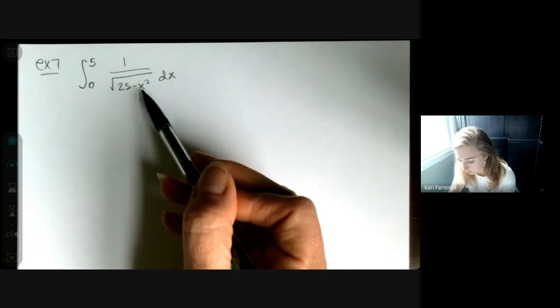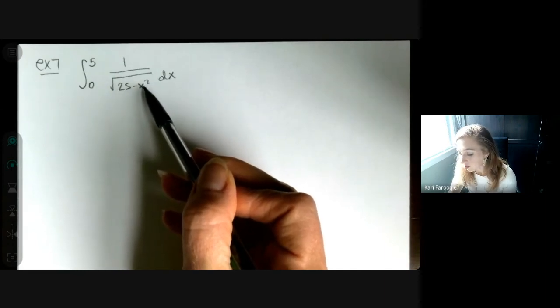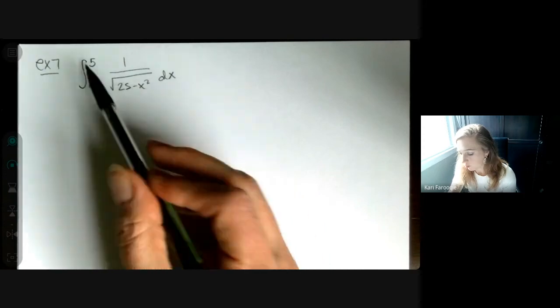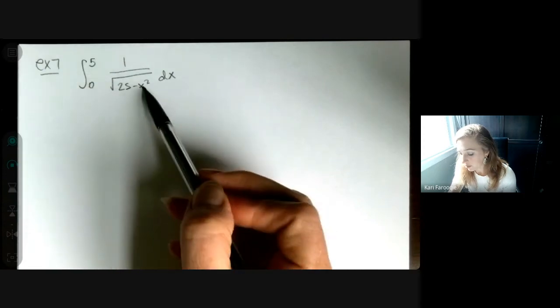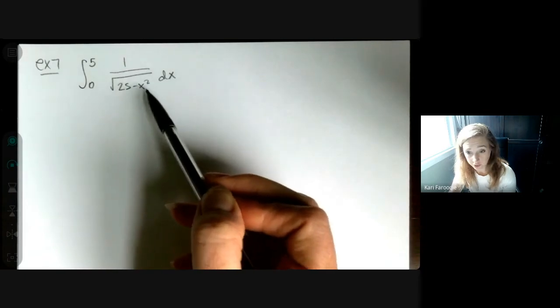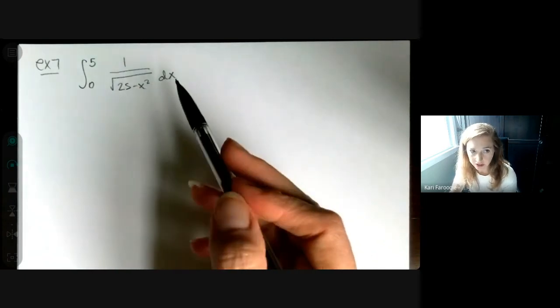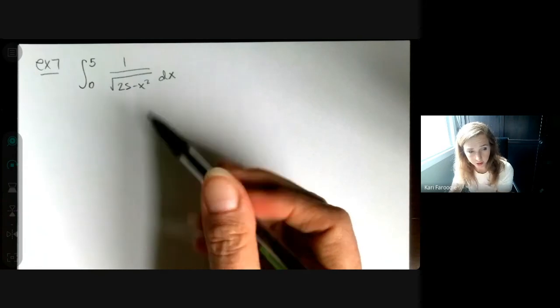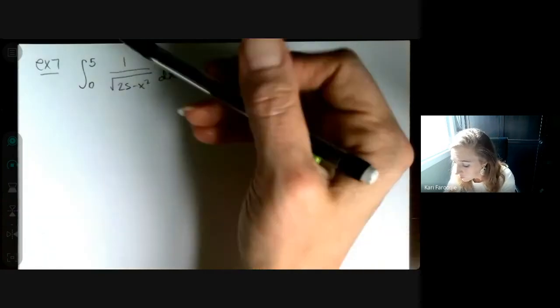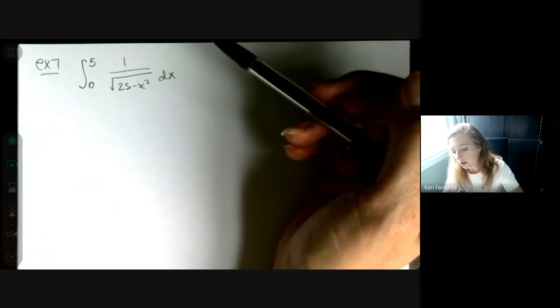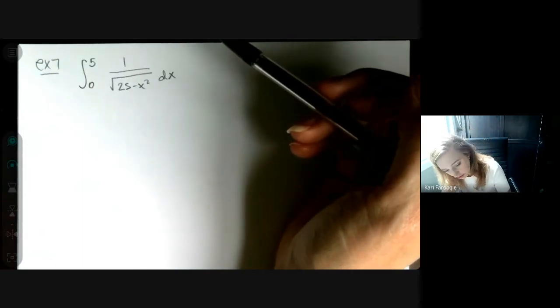square root of 25. Actually, the only value in here that's going to cause you a problem is going to be your upper limit. If you let x be 5, in this case, 25 minus 5 squared is going to give you 0, and we can't divide by 0. So that's why this is an improper integral, because you have an infinite discontinuity at your upper limit of integration. So like I said, you're going to have to check that.